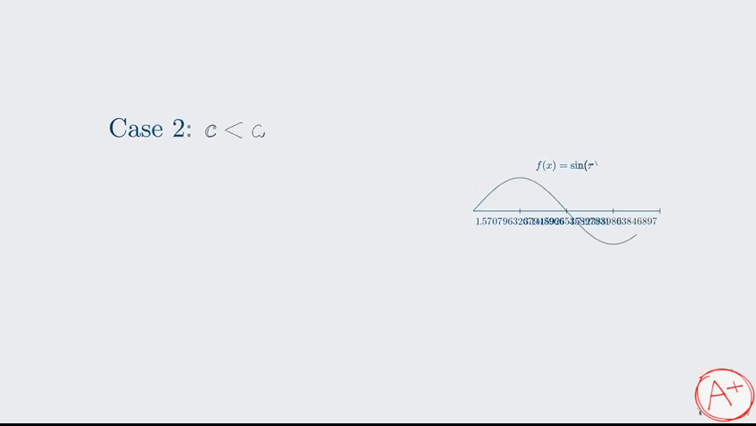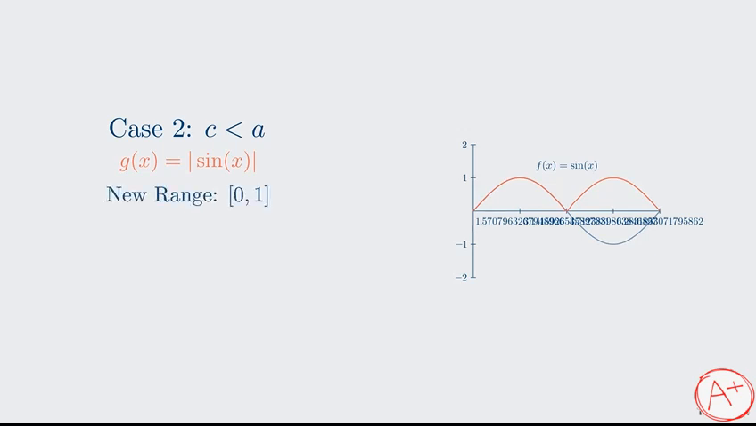However, if c is less than a, parts of the wave fall below the x-axis. These sections are reflected upwards, creating bouncing points on the x-axis. This transformation often changes the range and can even change the period of the function.